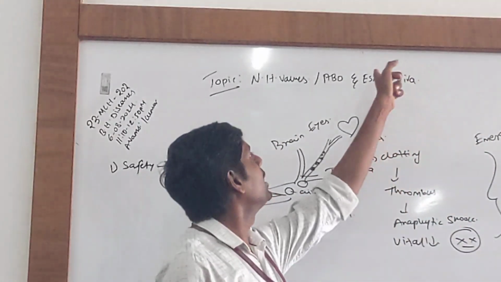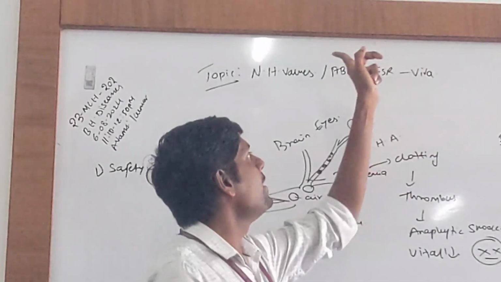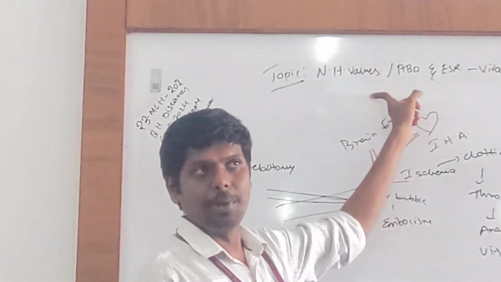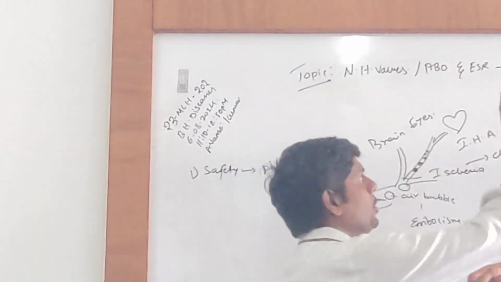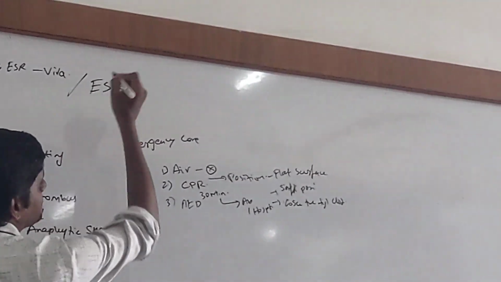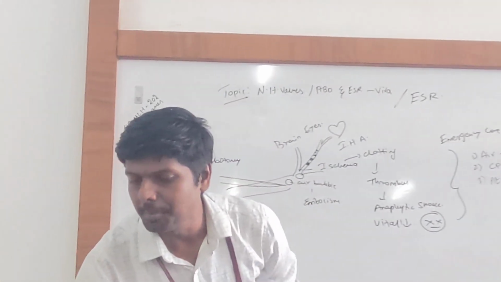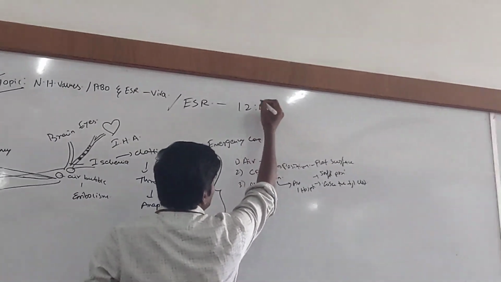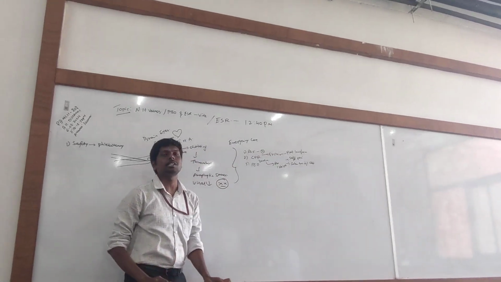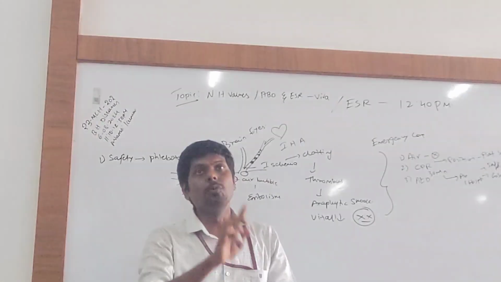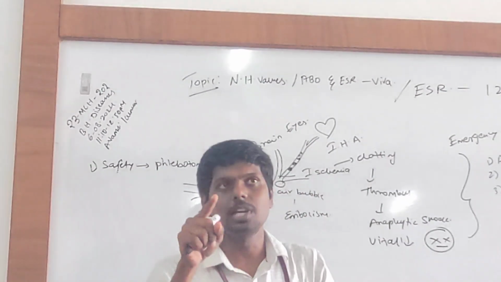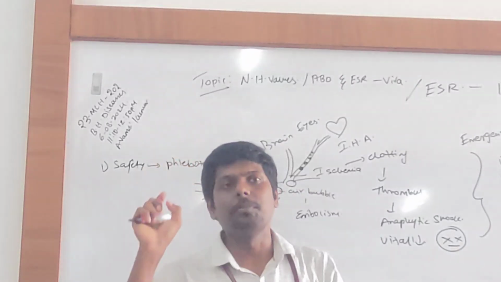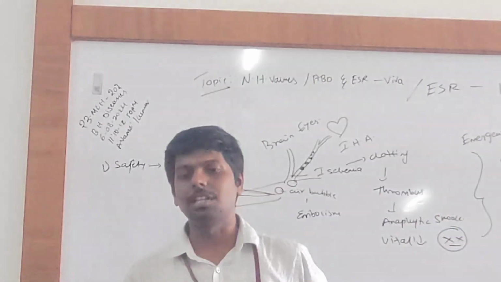Today there will be a Viva on ESR and ABO along with normal hematological values, so prepare for them. Before that, you need to perform ESR again. What is the time now? 11:30, and I need your results exactly at 12:40 p.m. You must submit your ESR reports in the Google form that I shared in the group. So do the practical, record your practical and perform the practical. Meanwhile, I will conduct the Viva.